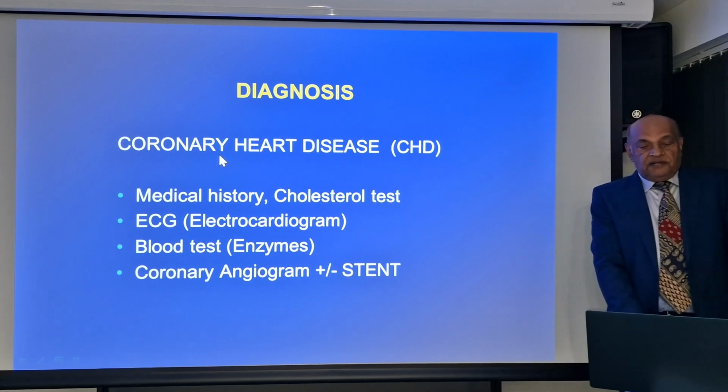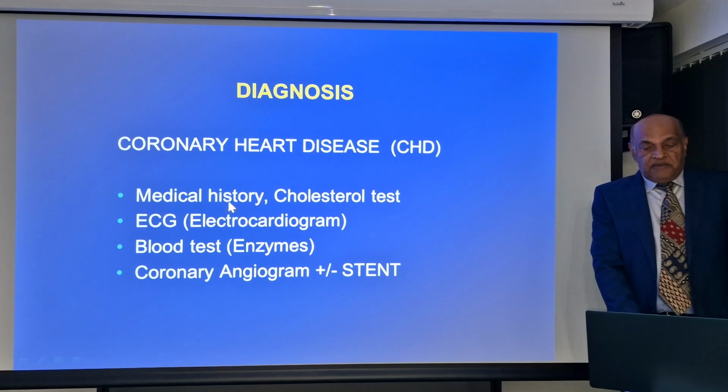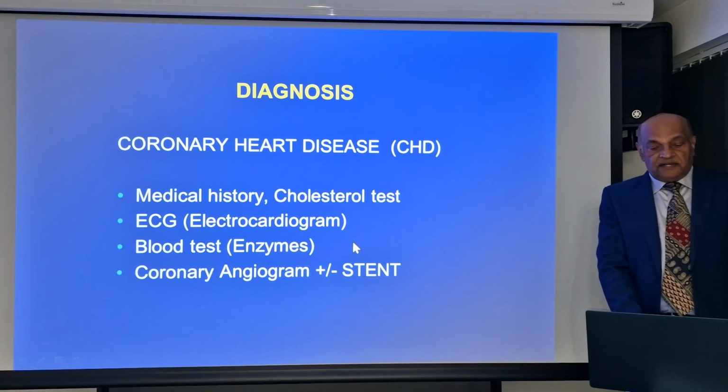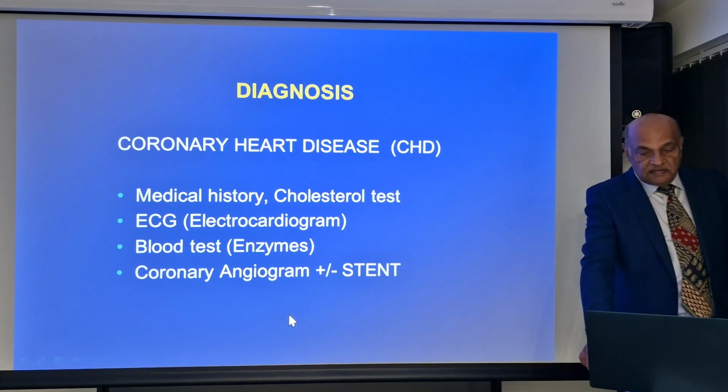How is this diagnosed? Usually the medical history of chest pain, as I described, can point to the condition. A cholesterol test also helps, but the important thing is an ECG or electrocardiogram. This is where some wires are placed on the chest and the activity of the heart is determined. A blood test may follow, and certain enzymes in the blood can tell you whether you've had a heart attack or not. Subsequently, the patient may have a coronary angiogram and possible stent. We will come back to this.